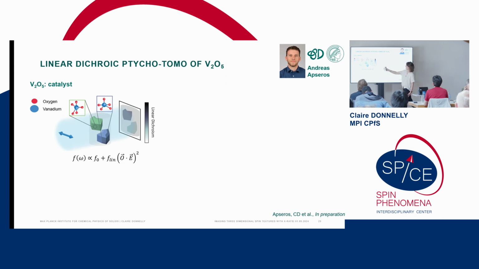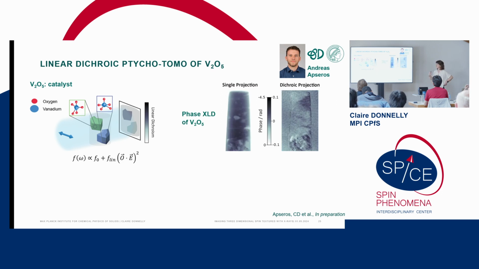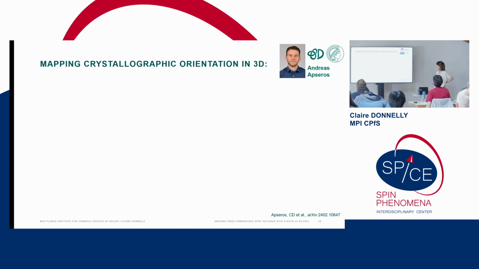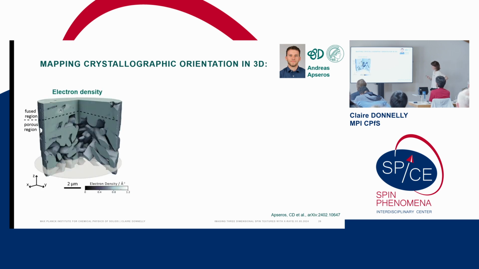We have these projections, which we measure with different polarizations of light. We measure this for many different orientations of our sample with respect to the beam. Here you can have an idea of what our contrast looks like. And in this way, with the new reconstruction algorithms that we were able to develop, we can recover the orientation in 3D.